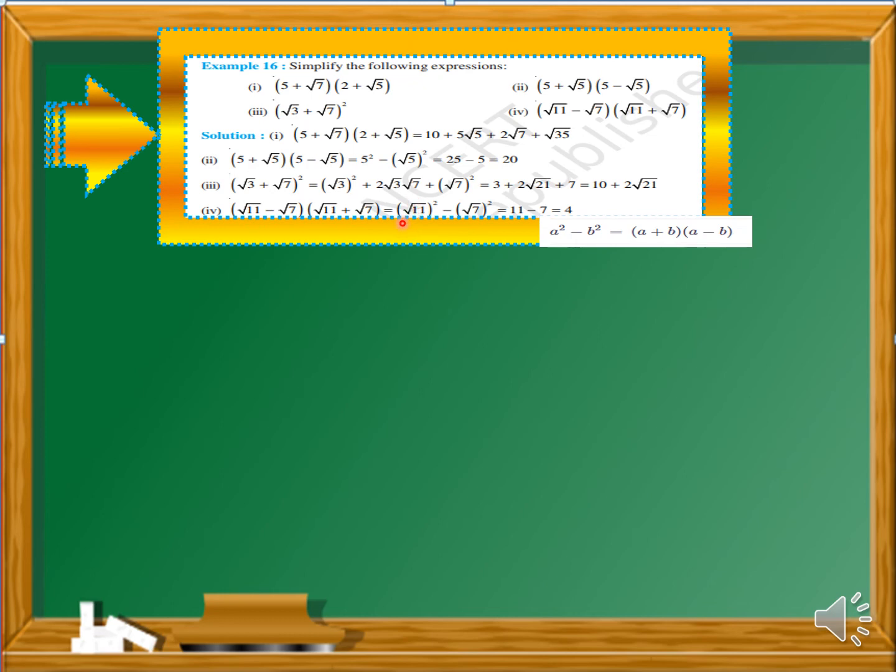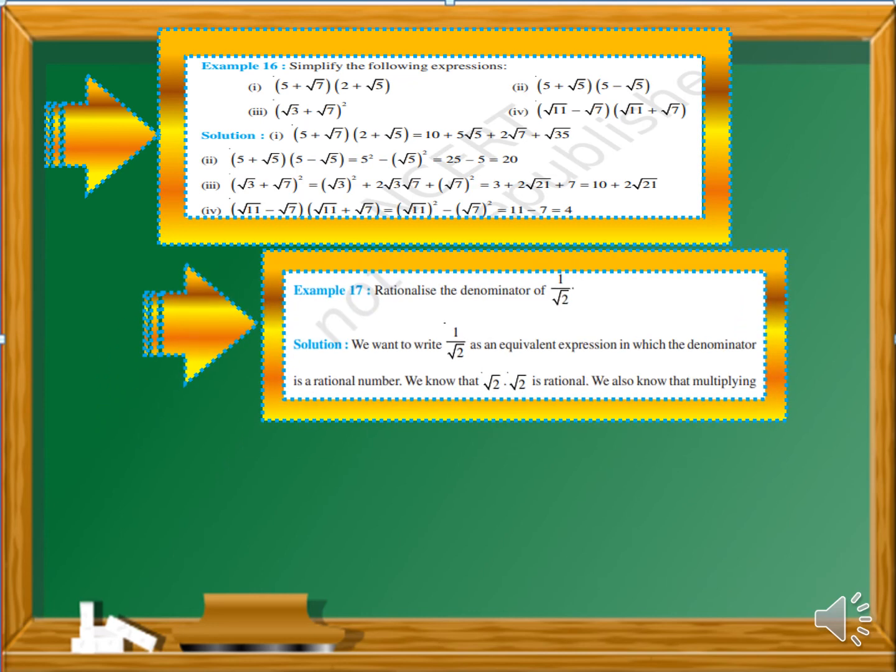So if we have to bring it into the form a² − b², (√11)² is equal to 11, because √11 into √11 we get 11. √7 into √7 we get 7. So 11 minus 7. Why minus? Because minus into plus we get minus. So 11 minus 7 we get 4. So the answer for the fourth subdivision also we got.